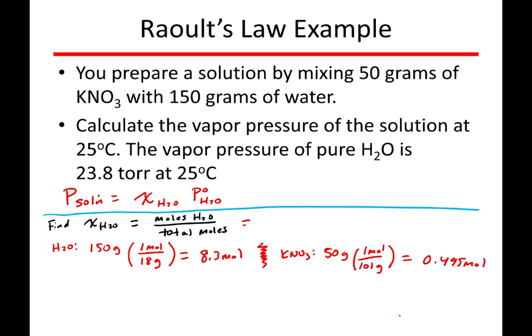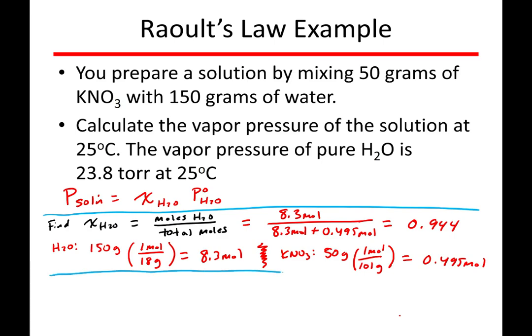We could put all of that together now to find the mole fraction of water. So the moles of water is 8.3 divided by the total moles of solution. So that's the water, 8.3 moles, plus the potassium nitrate, which is 0.495 moles. Therefore, the mole fraction of water in this solution will be 0.944. 94.4% of the moles in your solution are water.